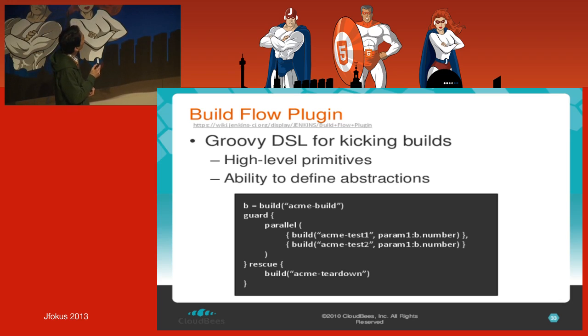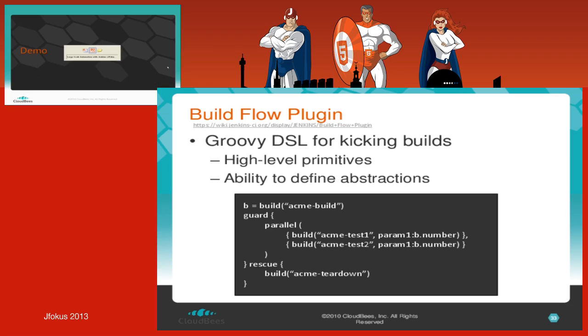And here we have the construct that runs these 2 closures in parallel. So in this case, it's running 2 builds in parallel. And notice we are also passing in the parameters. That's how we primarily control the behavior of the jobs. And we wrap the whole thing in the guard rescue, which is really like a try finally block, to make sure that even if this fails, it successfully tears down whatever setup was necessary.